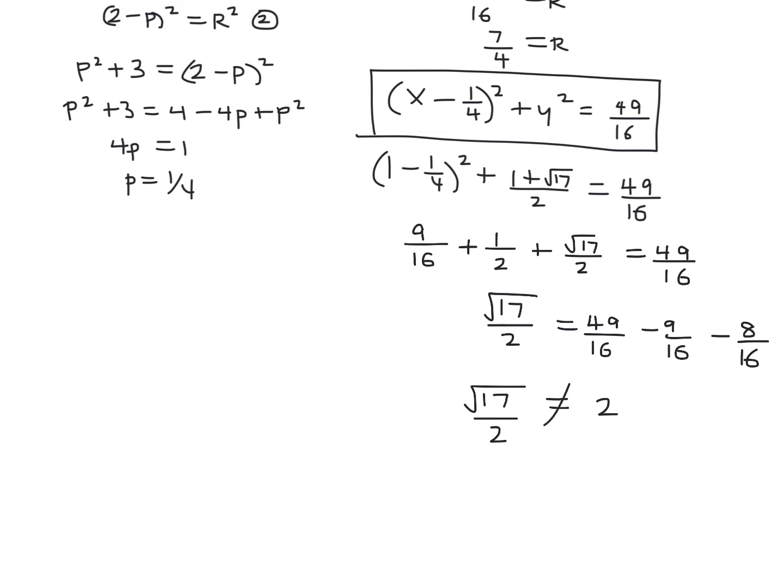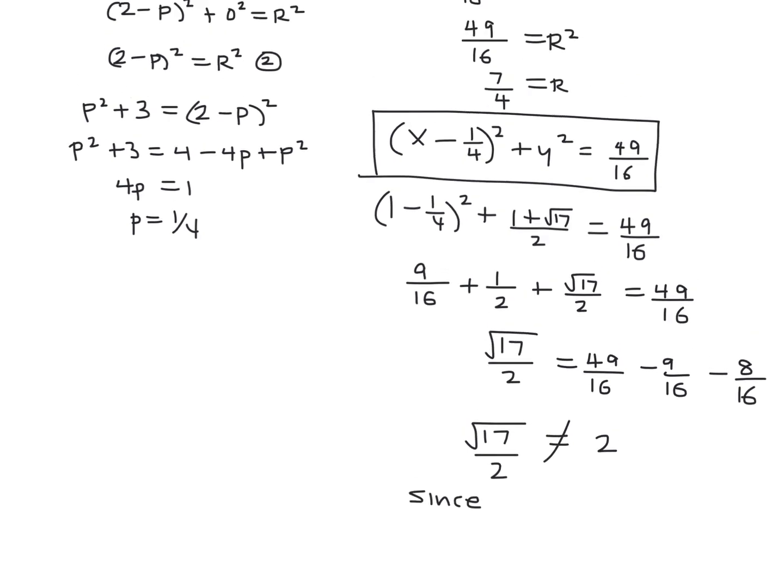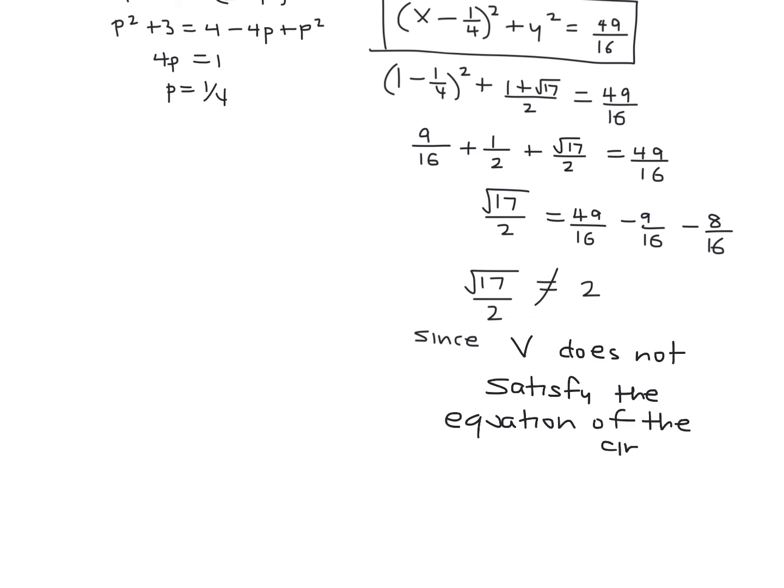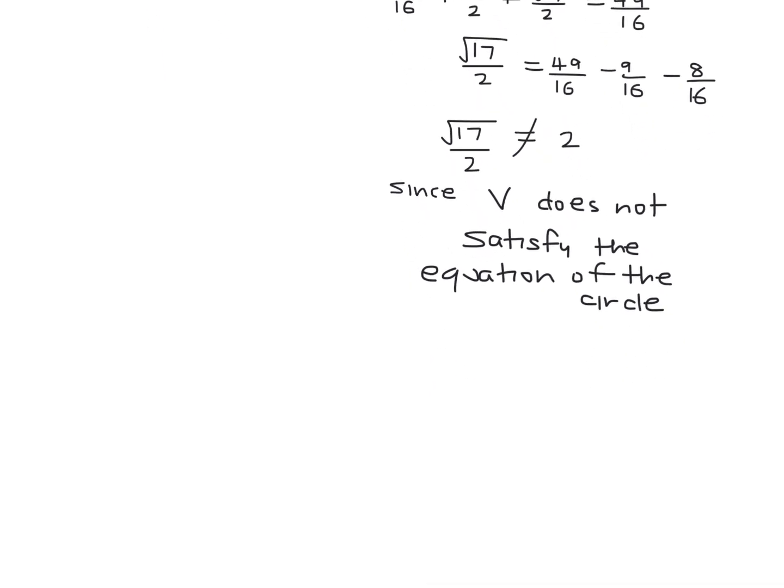So this means that since our point, what was it called? V, right? Since V does not satisfy the equation of the circle, our original assumption is incorrect. And therefore, there is no circle on which all points of S lie.